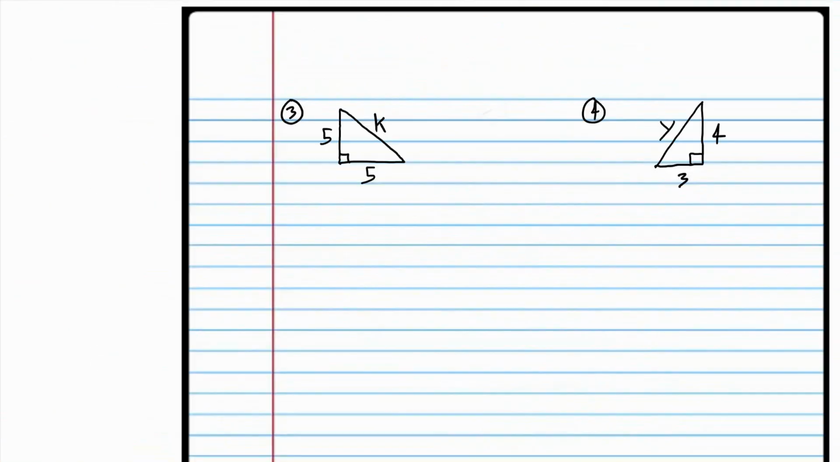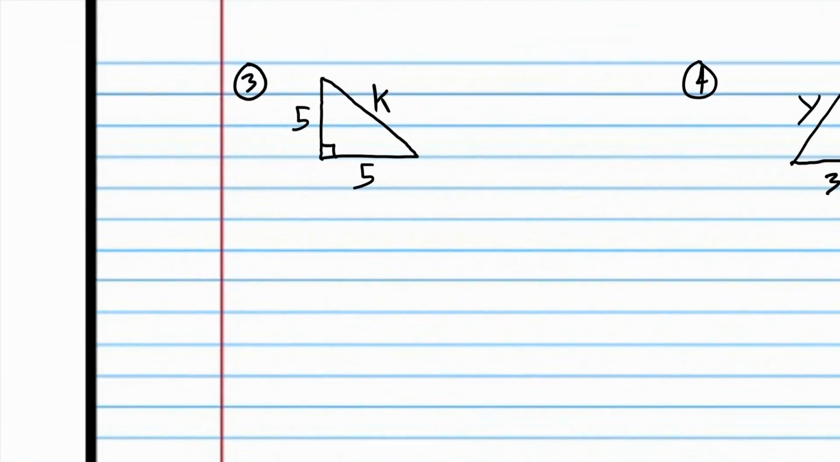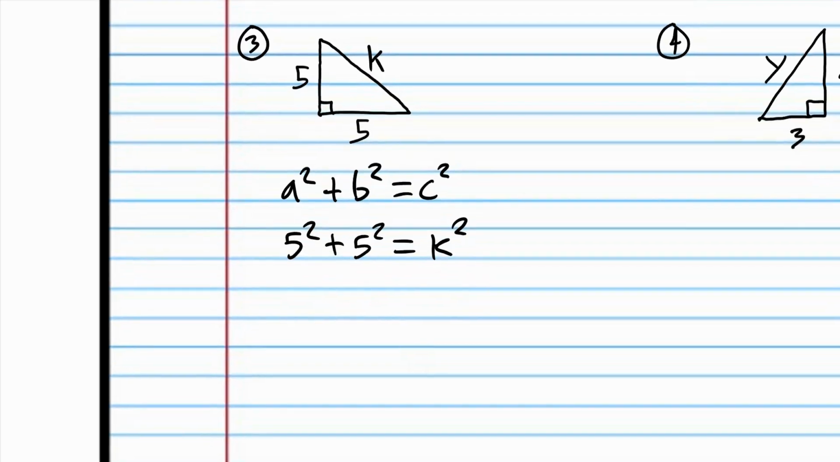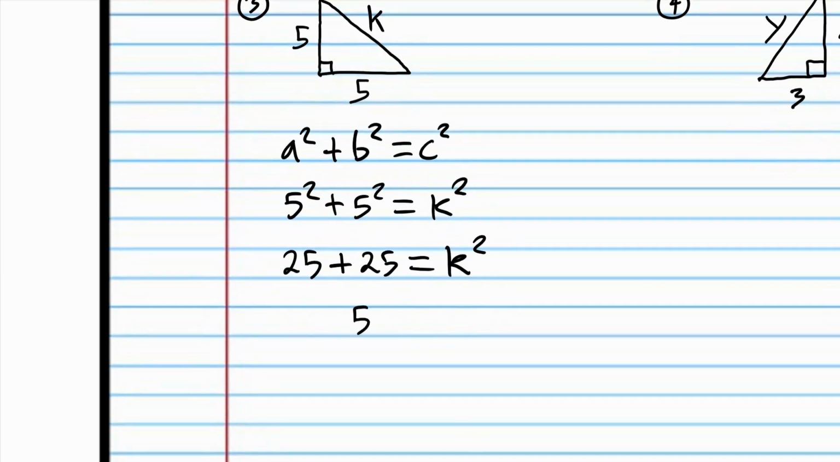Let's try another one of these problems. Again, you need to write the tool that you're using. We're using the Pythagorean Theorem. And we're going to plug in 5. We're given the legs. They're both 5. And the hypotenuse is k. 5 times 5 is 25. 5 times 5 is 25. Now we're just going to add 25 plus 25 is 50.